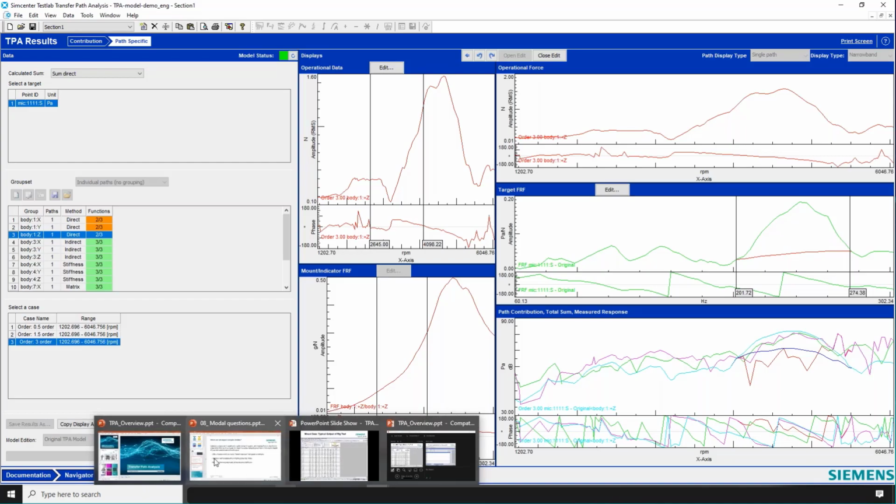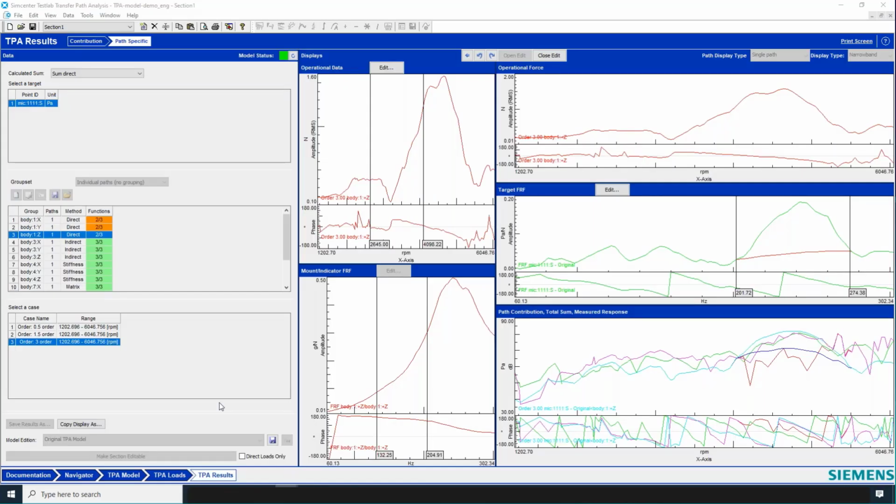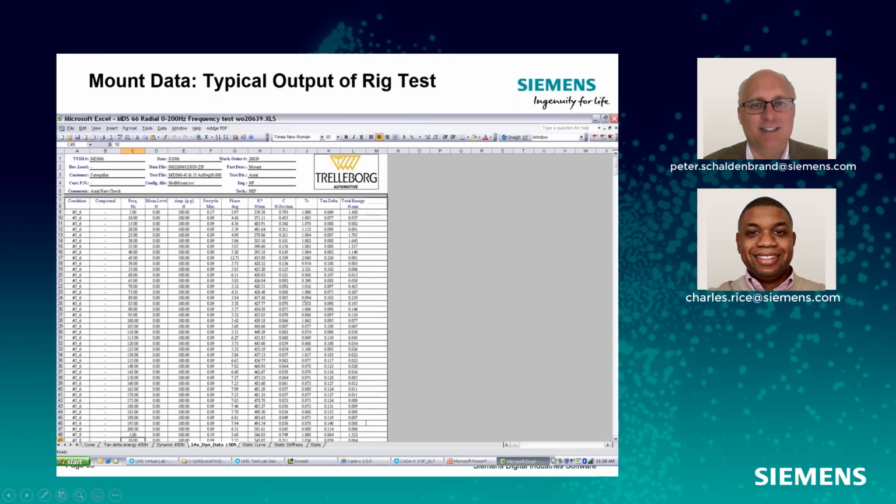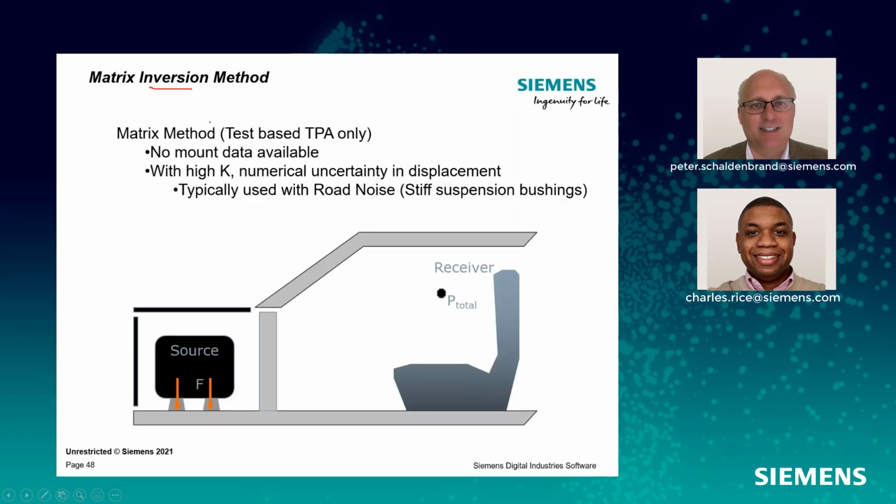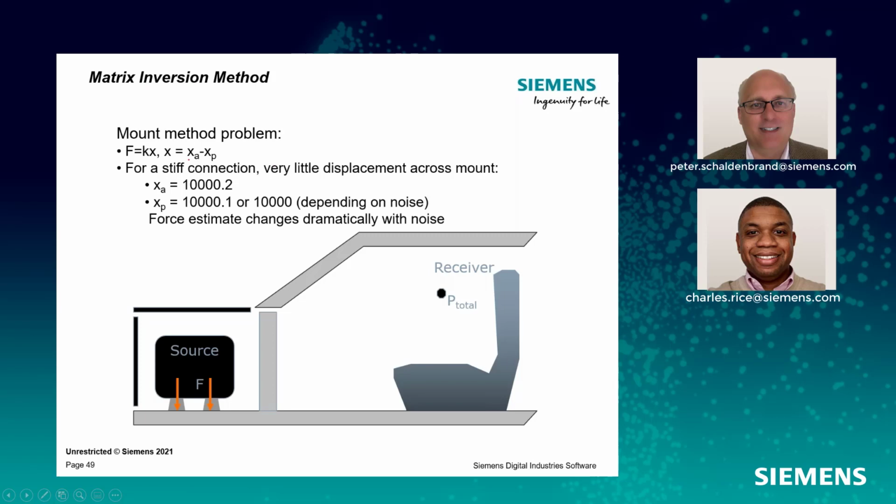So let me jump back over here again. I want to talk about another method other than the mount method for determining forces. It's a method called the matrix inversion method. One of the challenges with the mount method is we could have a very stiff connection. We could have this source, motor, whatever it is, maybe mounted through metal brackets directly to the structure.